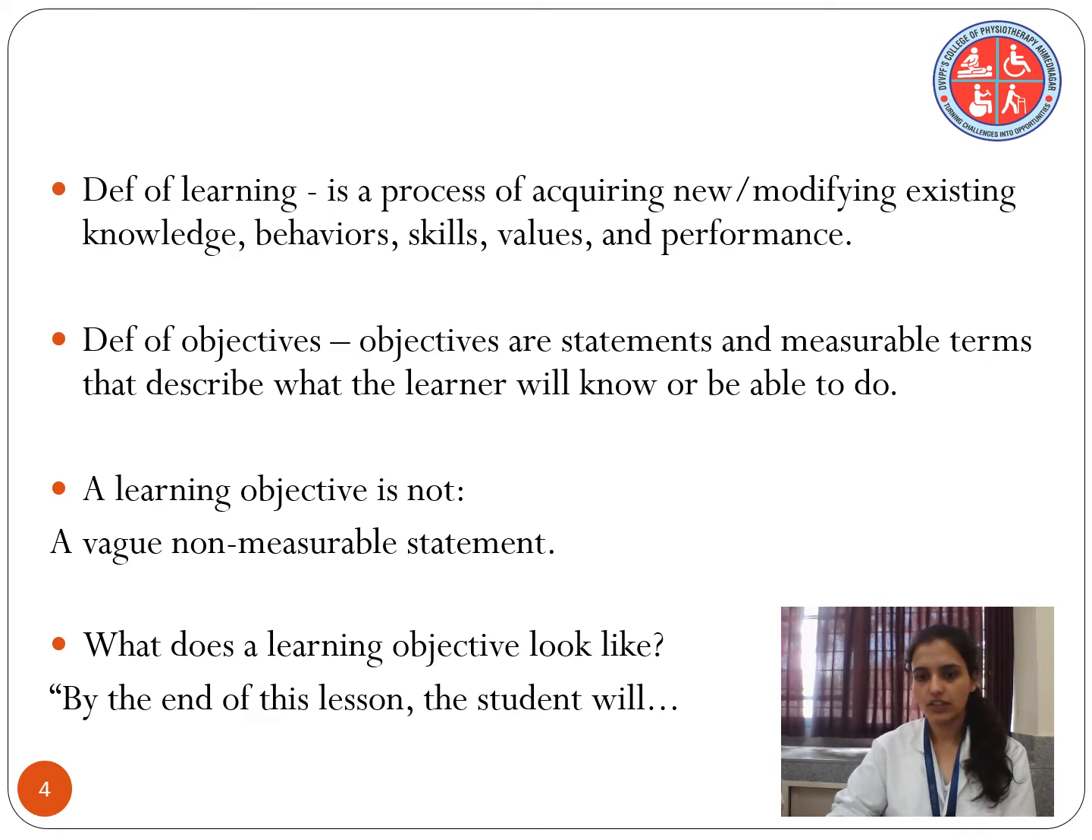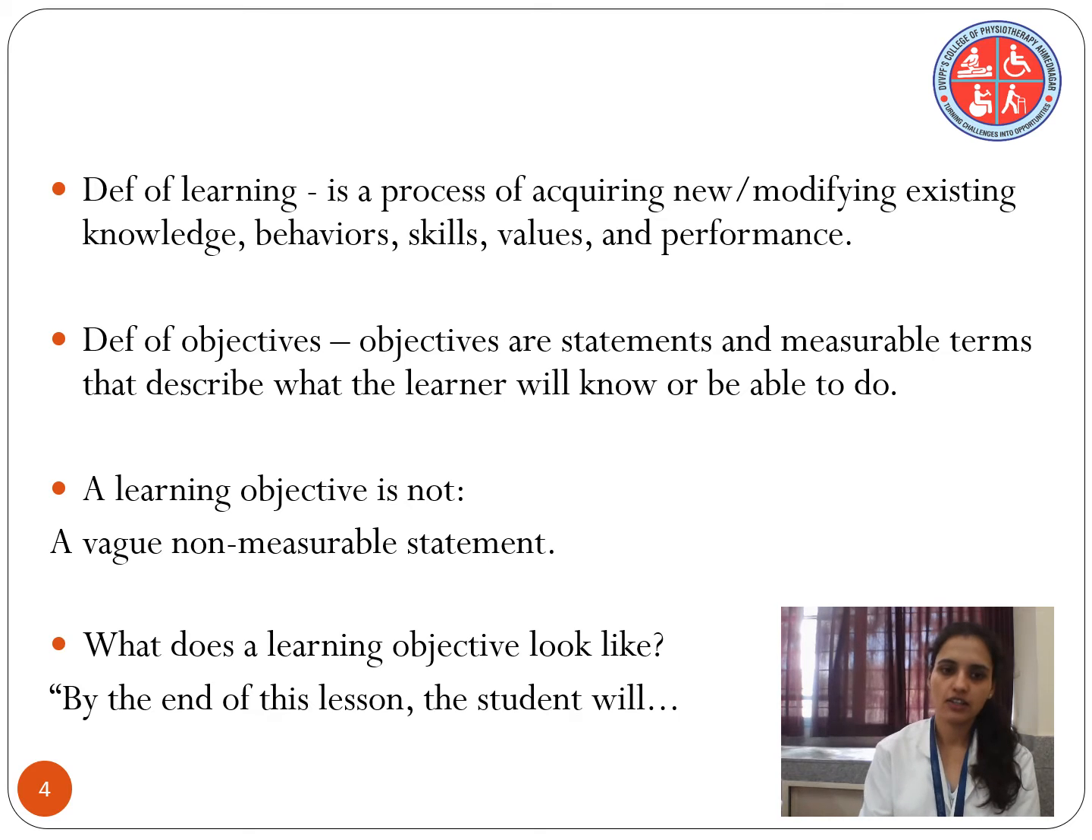A learning objective is not a non-measurable statement. It is not a vague statement. It is a measurable statement. So how does it look? As I said in my objectives, at the end of the lecture or at the end of this topic, the student will be able to do. By the end of the lesson, the student will be able to get knowledge about, and like that.